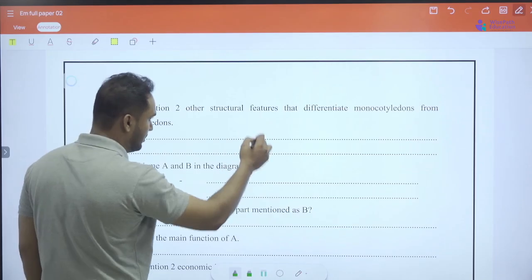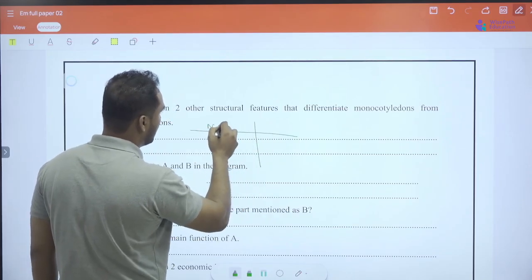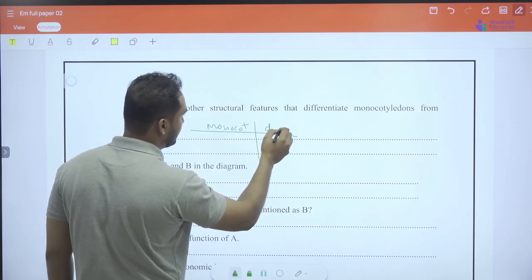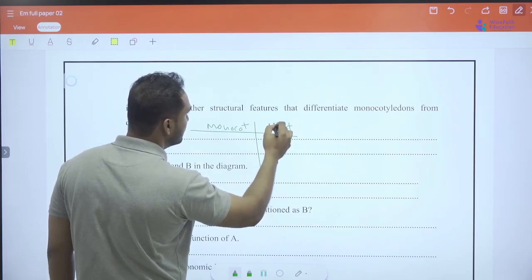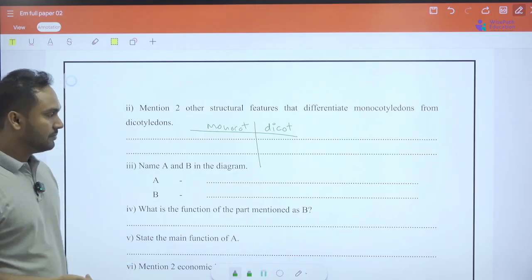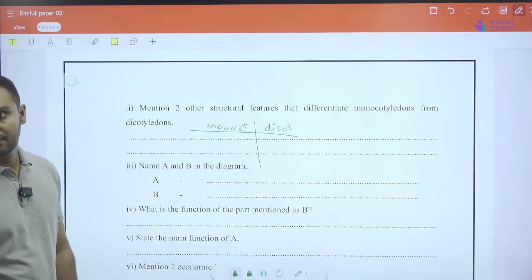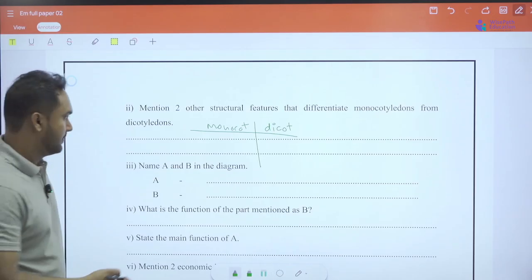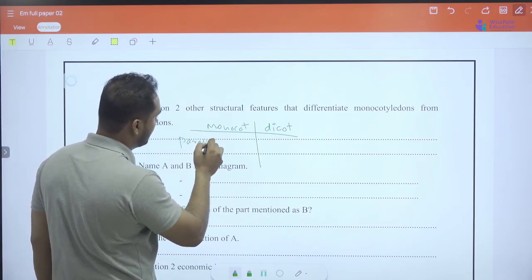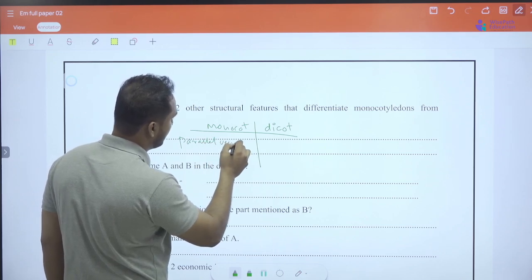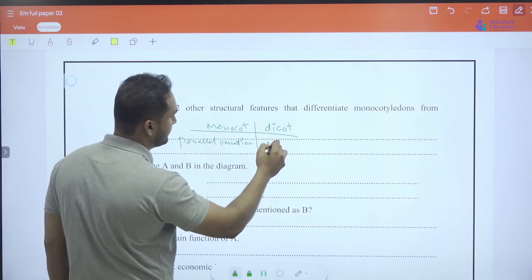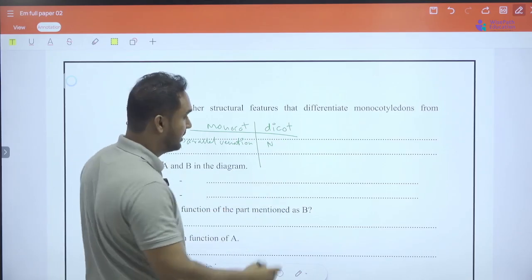So you divide it, better this way. Monocot, then the dicot. And answer. So what is the venation? Yeah. Monocot venation is parallel venation. And the dicot? Network.